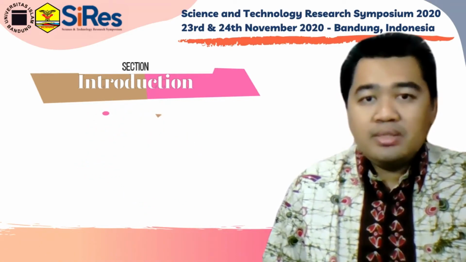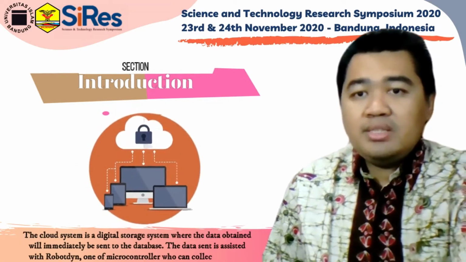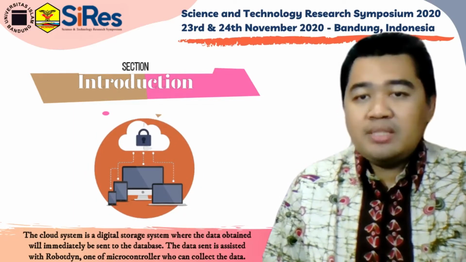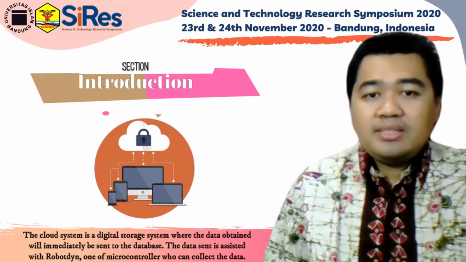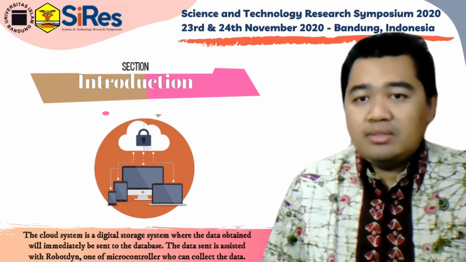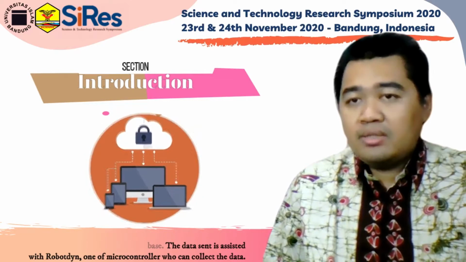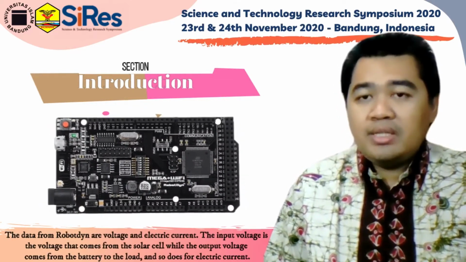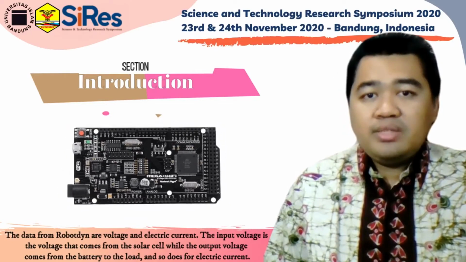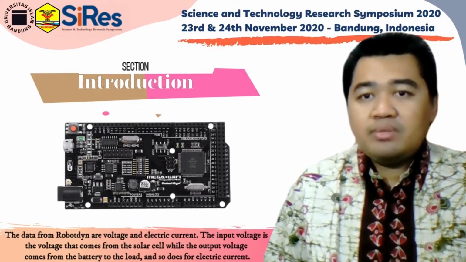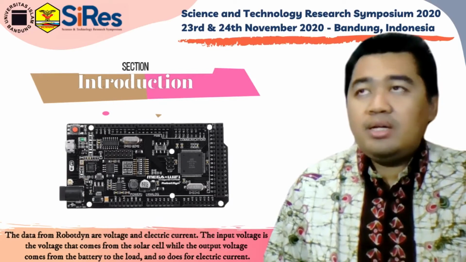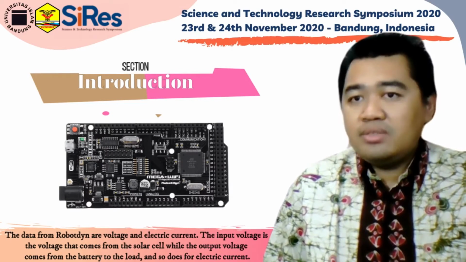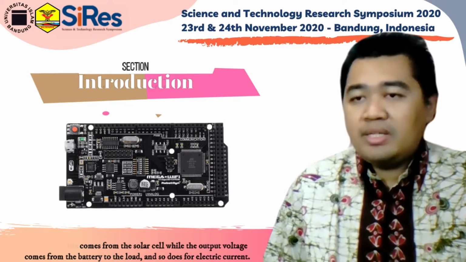For example, the cloud system is a digital storage system where the data obtained will immediately be sent to the database. The data sent is assisted with Robotdyn, one of the microcontrollers that can collect the data. The data from Robotdyn are voltage and electric current. The input voltage is the voltage that comes from the solar cell, while the output voltage comes from the battery to the load, and so does the electric current.